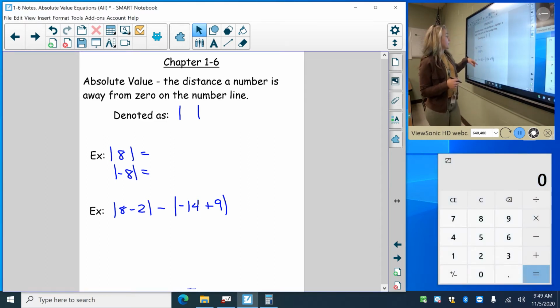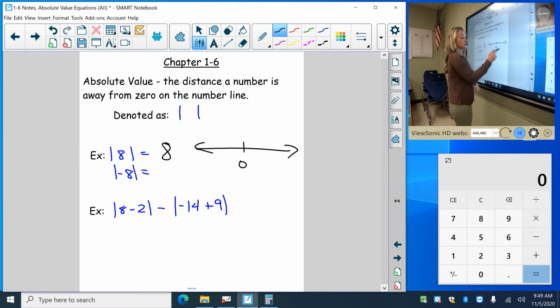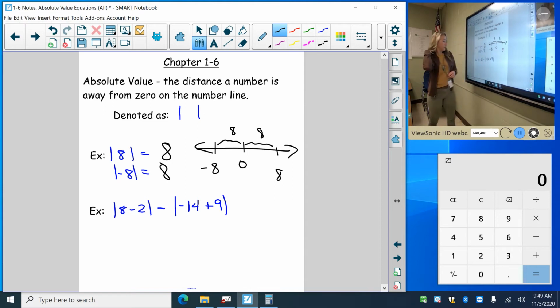For example, measuring distance, what's the distance of positive 8 from 0 on the number line? It's 8 units away. What's the distance of negative 8? Well, if you think about it, if I were to draw a number line, and this is 0, and this is positive 8, and this is negative 8, if I measure distance, this is just going to be 8 units, and this is going to be 8 units. So we just say 8, okay?